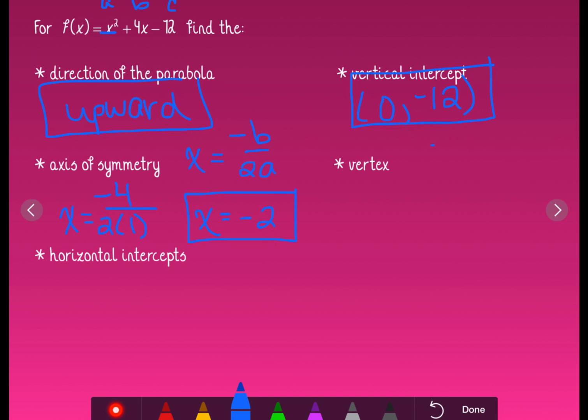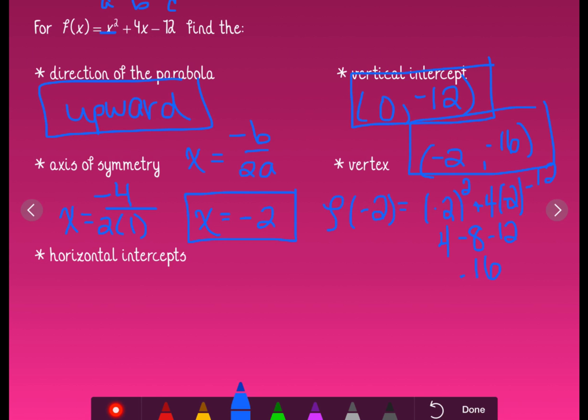And my vertex, well, we already know half of the vertex, since the vertex is on the axis of symmetry, so the x values are the same. Let's find the y value. f of negative 2 is equal to negative 2 squared plus 4 times negative 2 minus 12. So I have 4 minus 8 minus 12, which is negative 16. So negative 2, negative 16 is my vertex.